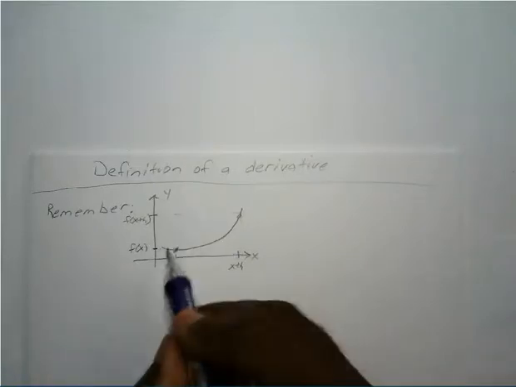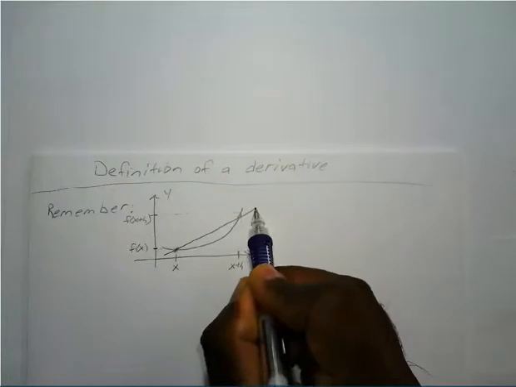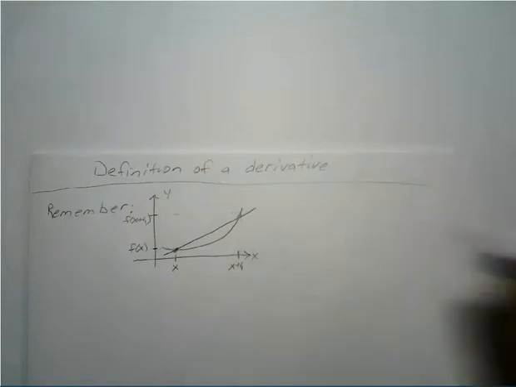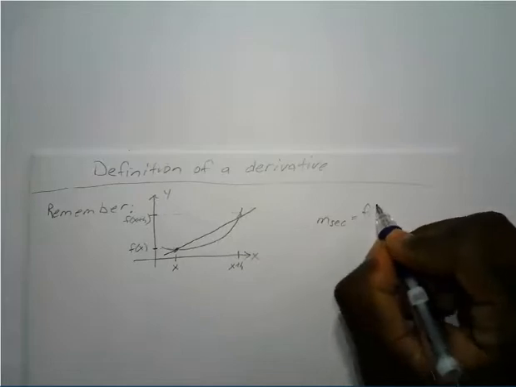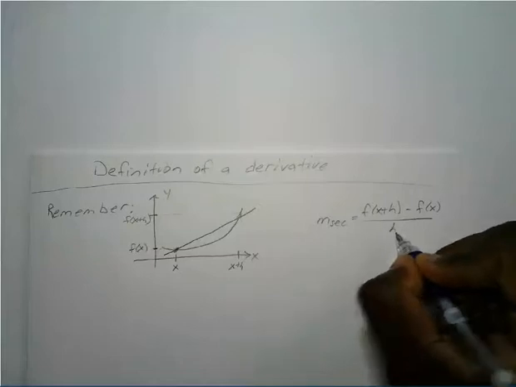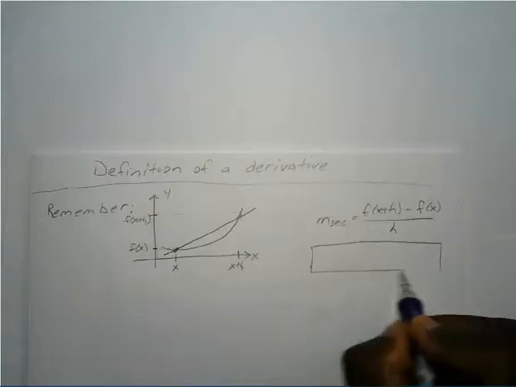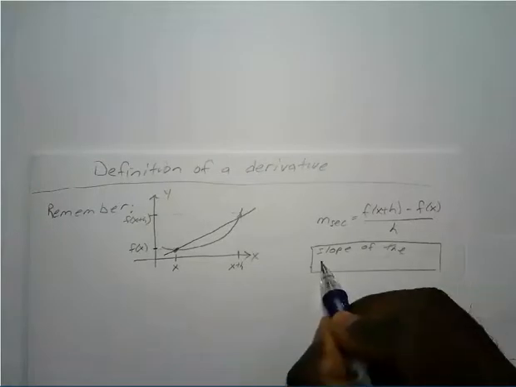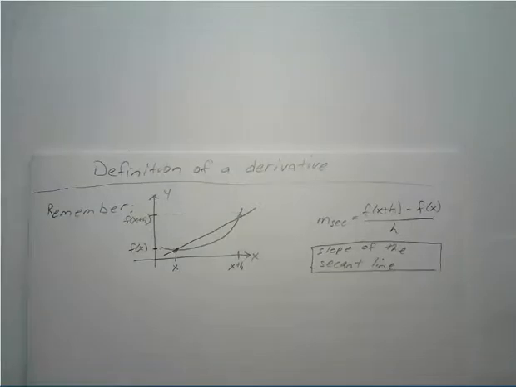Alright, so let's say we want to find the slope between these 2 points. If you remember, this is actually your slope of a secant line: f of x plus h minus f of x all over h. Slope of the secant line. Alright, so that's what we're going to start with.